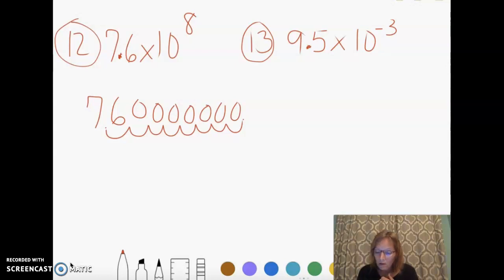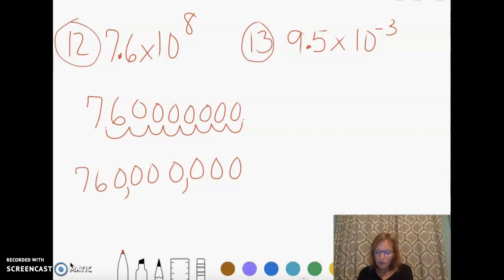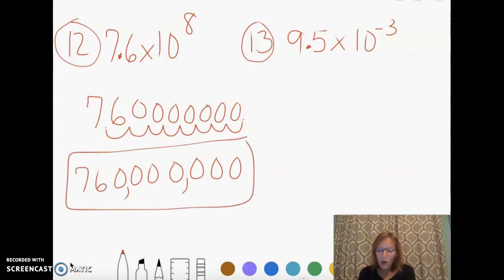Okay? And then I'm just going to rewrite the number now with commas and without any of my decimals so I don't get confused. So 7, 6, 0, 0, 0, 0, 0, 0, 0. And every 3 numbers I put a comma. 1, 2, 3, comma, 1, 2, 3, comma. Okay? And I know I got the right answer because I have a positive exponent and I have a large number, which is exactly what I want.